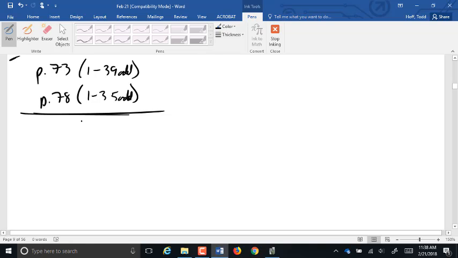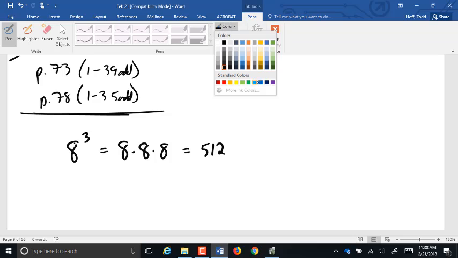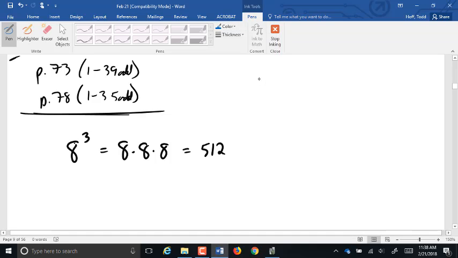Okay, so now, new material for today, we're going to be looking at things that look like this. Of course, that means 8 to the third power, and it represents 3 8s being multiplied together, or 512.